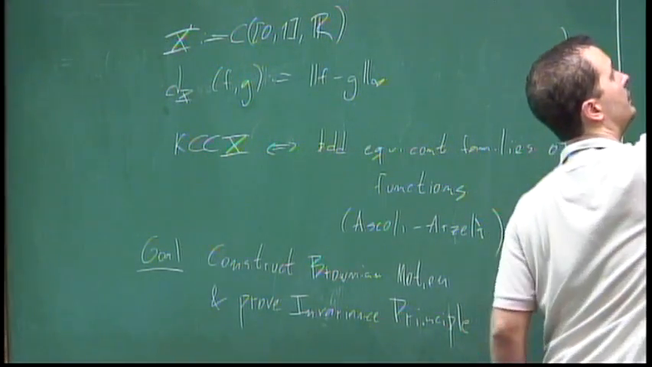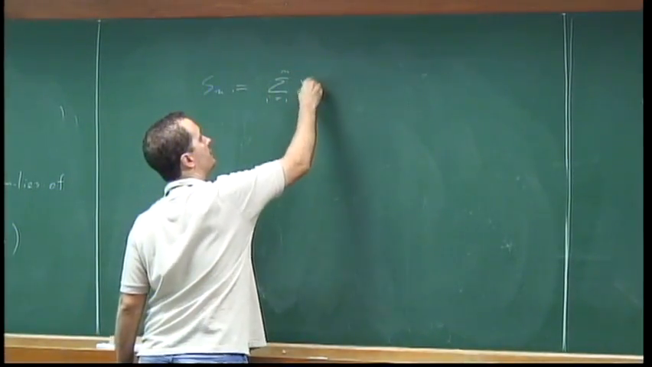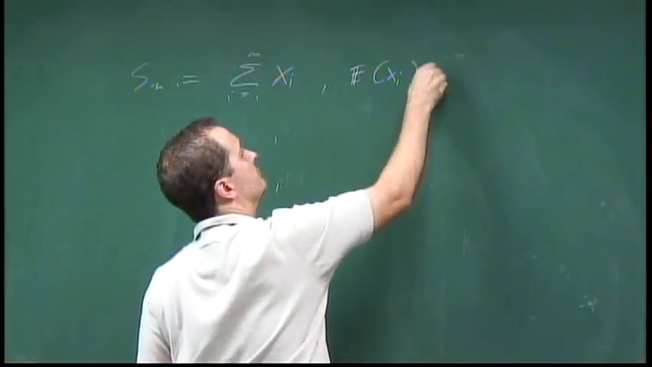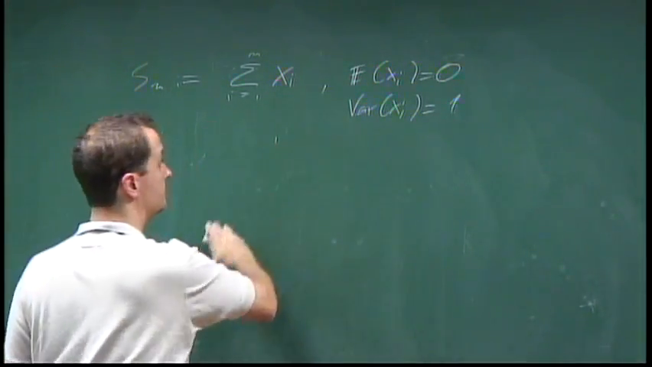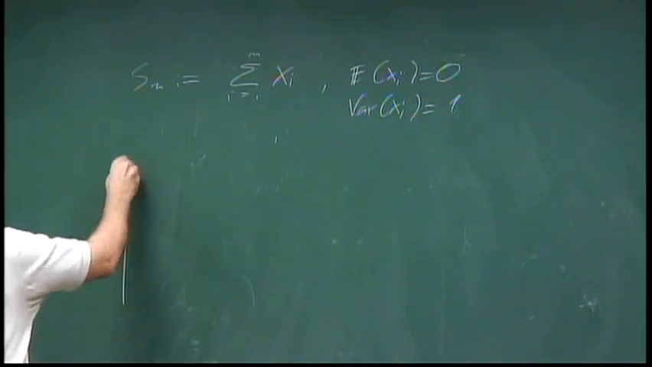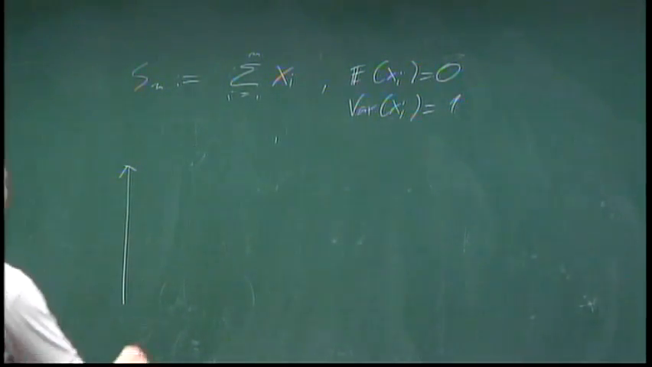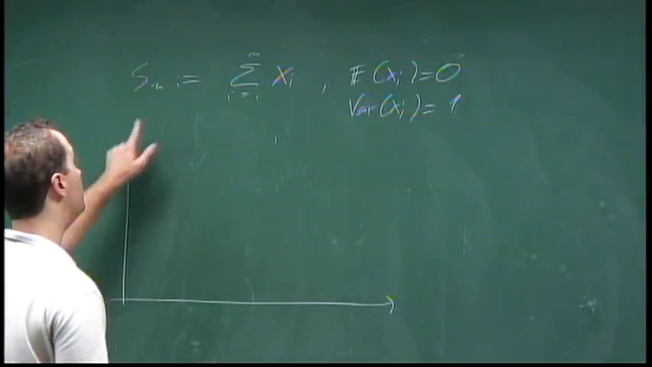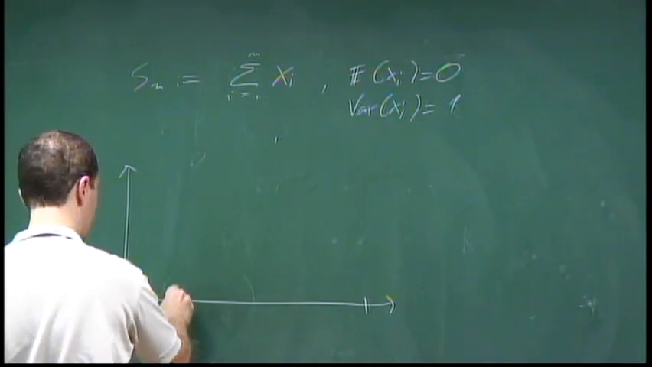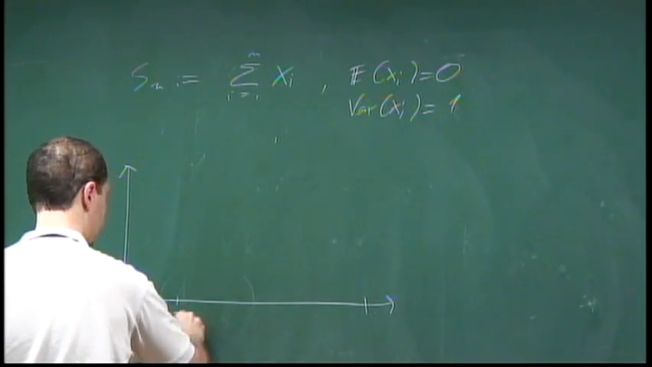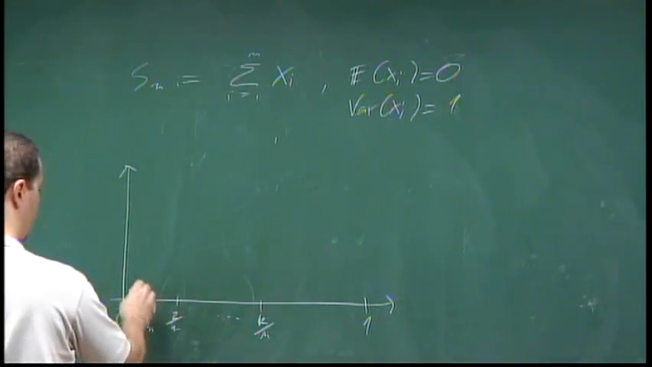Just say this thing. Let's say S_n is a sum of IID random variables with mean 0 and variance 1. We know that if we normalize this sum by square root of n, you get convergence to the normal distribution. But let's say now you want to look at all the partial sums. So you take the interval [0, 1], and you divide it into parts of size 1 over n. And you plot what you get.